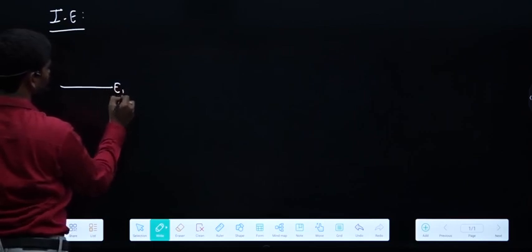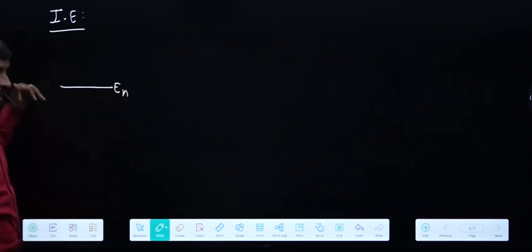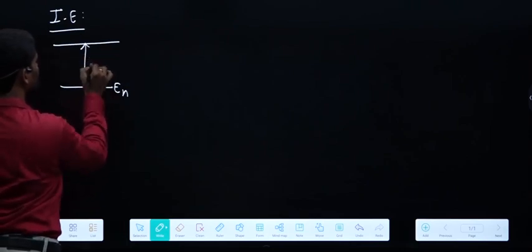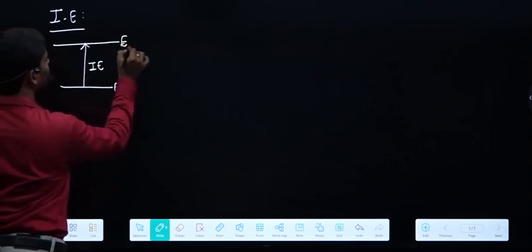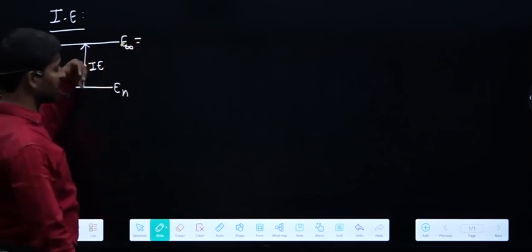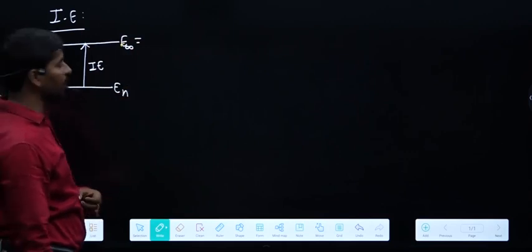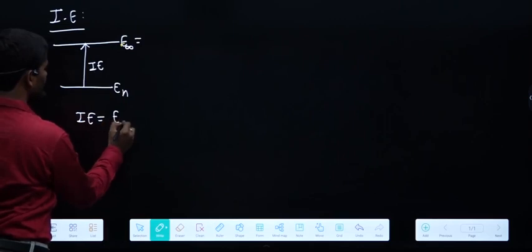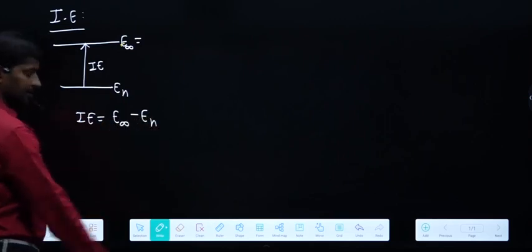Initially the electron is present in the nth level. When we say that the electron is removed, the energy required to remove the electron is called what? Ionization energy. So if you excite the electron to the infinite level, we can say that the electron is removed completely from the system. So ionization energy is nothing but the gap between E infinity and En.